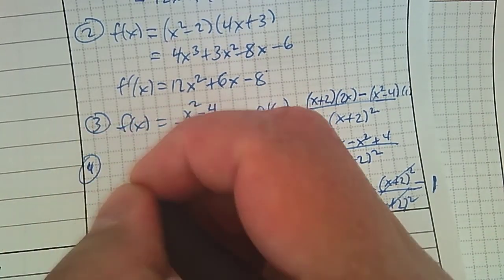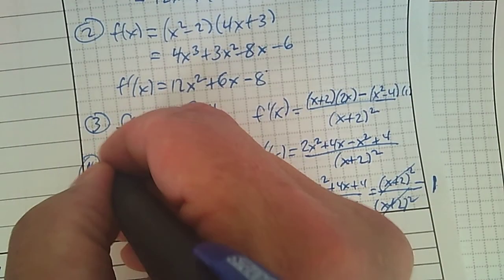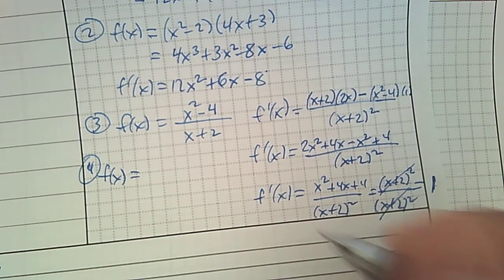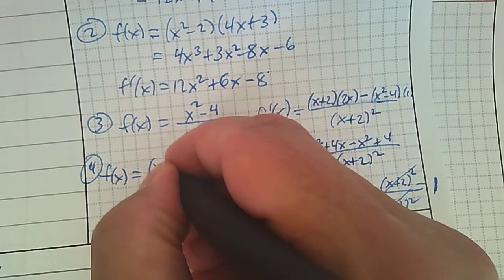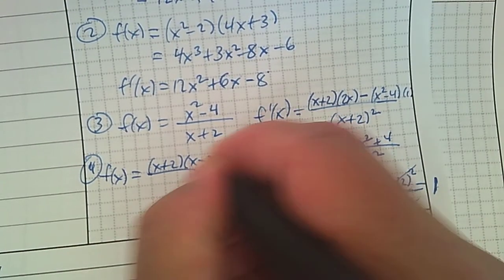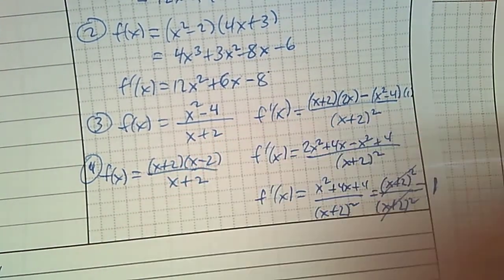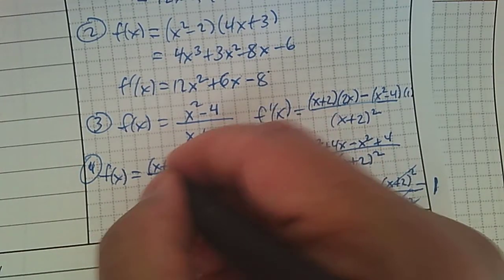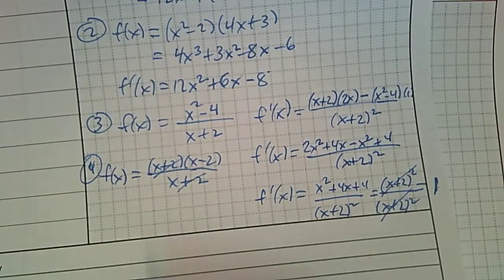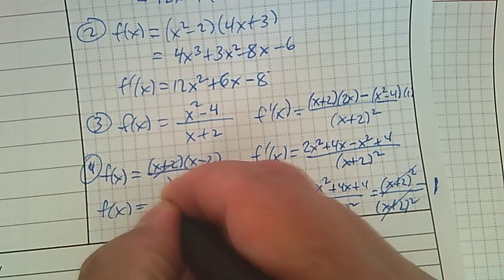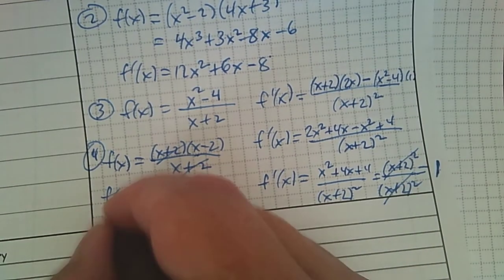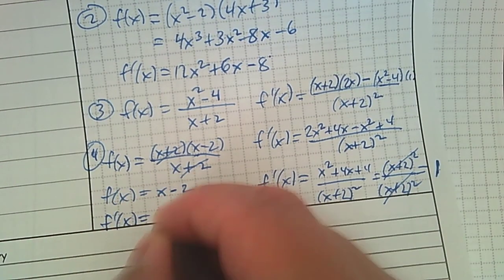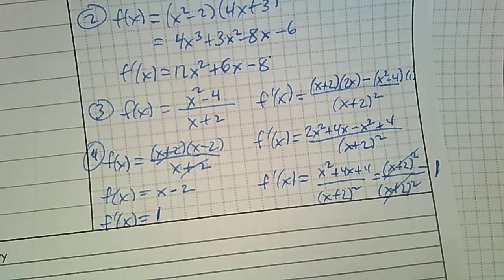For number 4, what would happen if I did algebra first? So if I did algebra first, the numerator, x squared minus 4, would be a difference of squares. So I'd factor first. Then what do you notice is that x plus 2 divide out. So all you're left with is x subtract 2. Then what's the derivative of x? 1. And the derivative of negative 2 is 0.